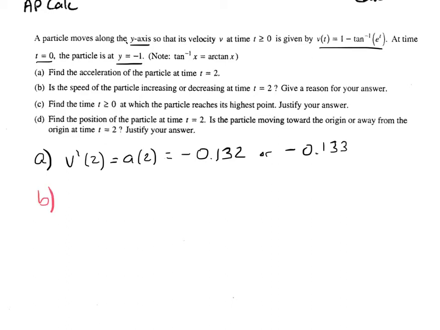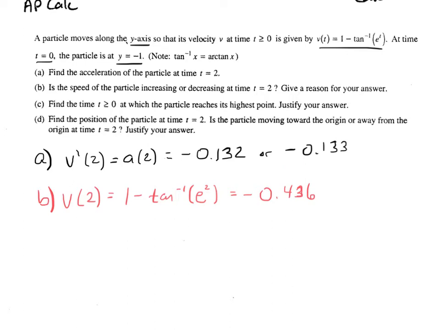Now part B asks about the speed of the particle. So we know that acceleration at t equals 2 is negative. We need the velocity at t equals 2. Again, we use our calculator, and you should get -0.436. So what we notice here is that velocity is negative and acceleration is negative at t equals 2.